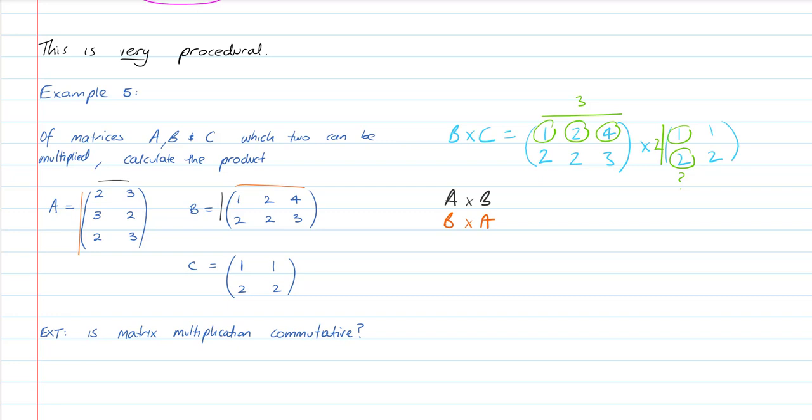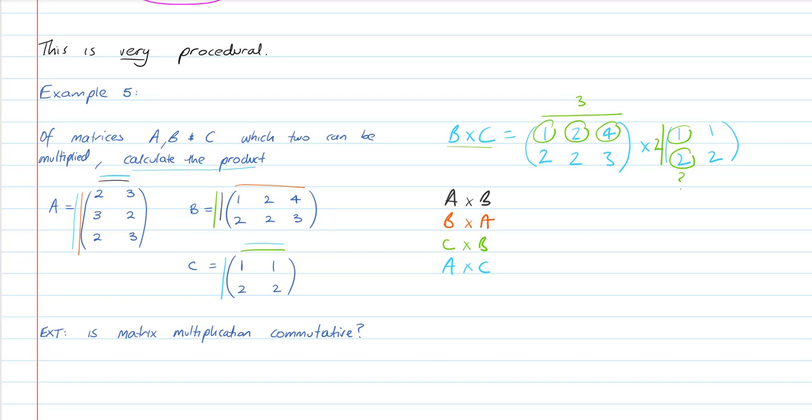In green, we can't do B times C, we've tried that, but we can do C times B because that's 2 times 2. So C times B works, that has a dimension matching. And we can't do C times A because that would be 2 and 3, but we can do A times C. So those all work. Now, I've said here calculate this product.